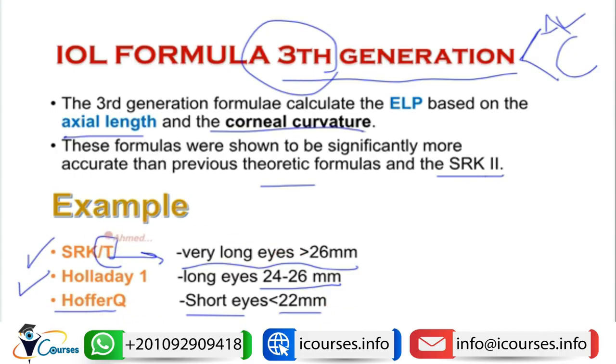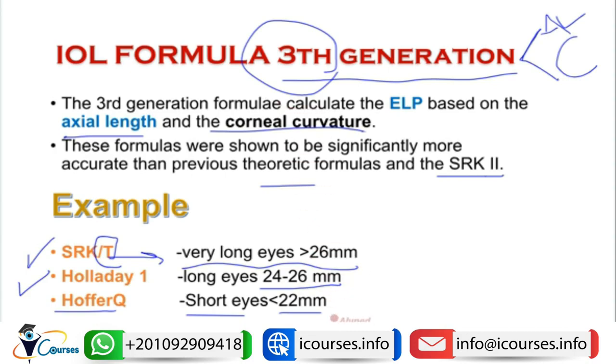So these are the formulas representing the third generation, and they can now be used according to the axial length of the eye. So you should first know what the axial length of the eye is in order to know what is the suitable formula to use.